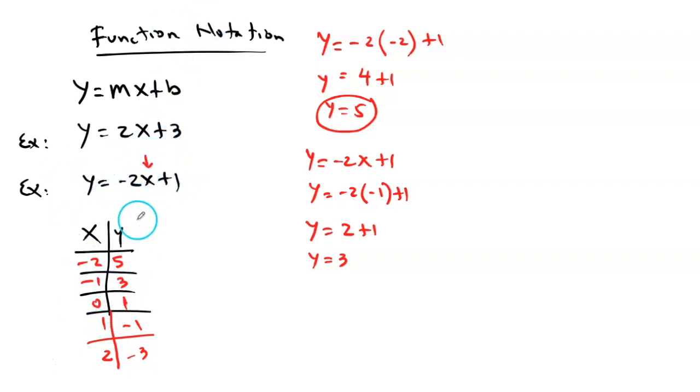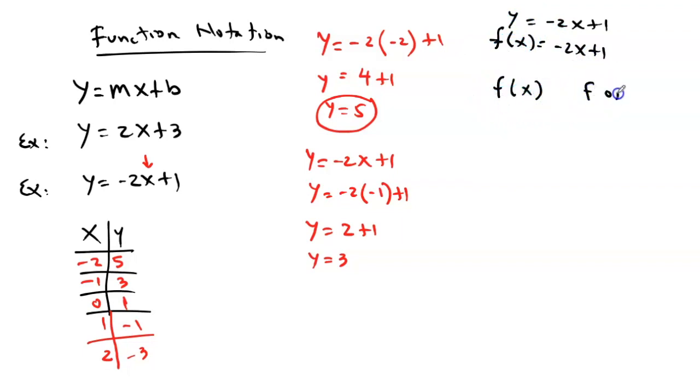So instead of having this, I'll have f of x equals. Instead of having y equals negative 2x plus 1, I'll have f of x equals negative 2x plus 1. So f of x, this is read "f of x." That's how we read this. That's called function notation. Okay? So if I have f of x equals negative 2x plus 1, now we understand that f of x is the same as y. Alright? Okay, that's it. Function notation, nothing else. So every time you see an f of x, it means you have a y.